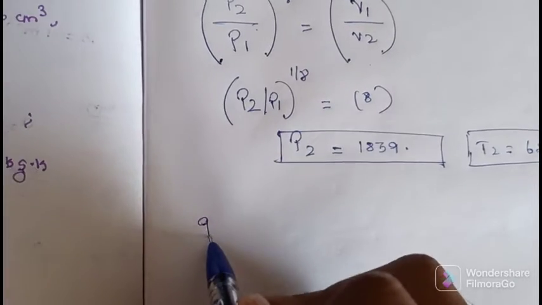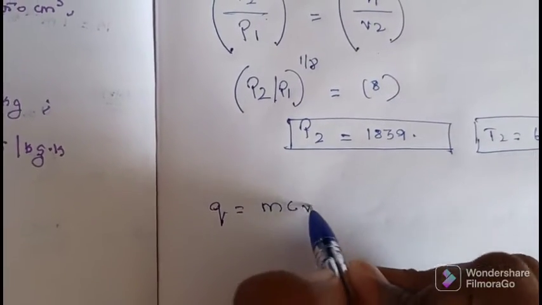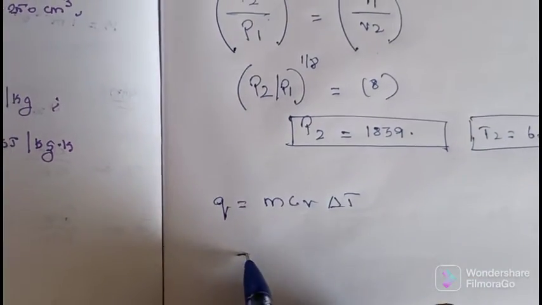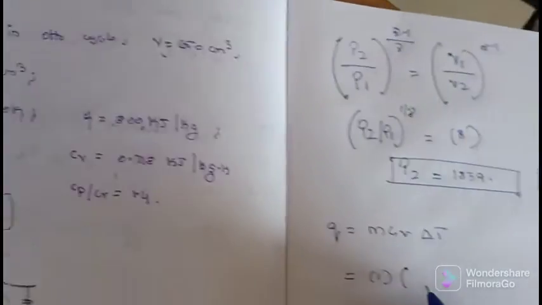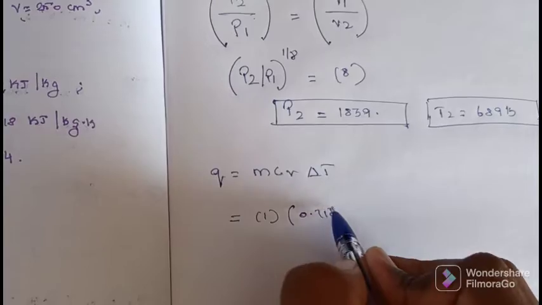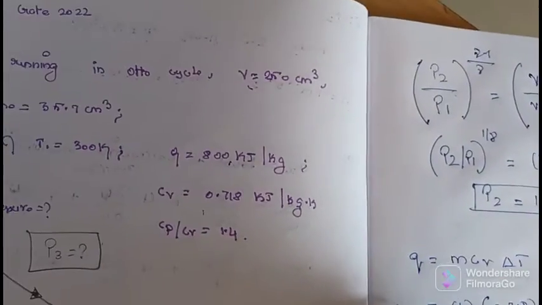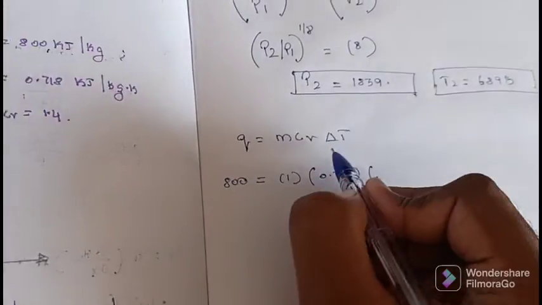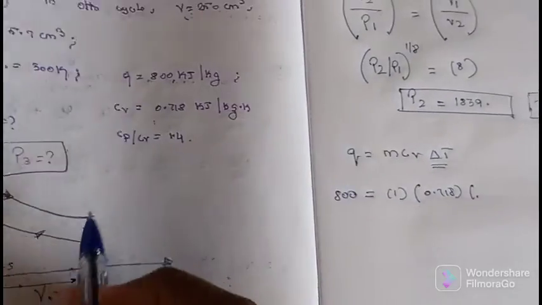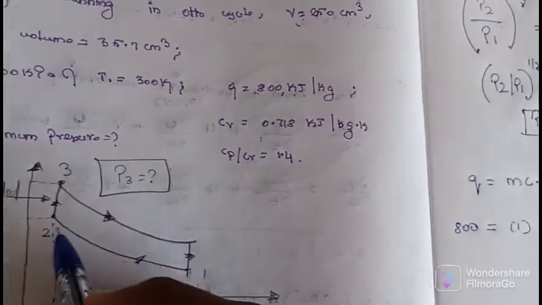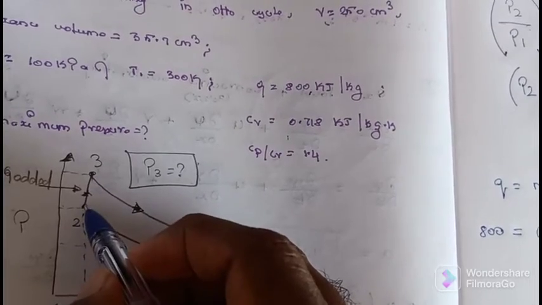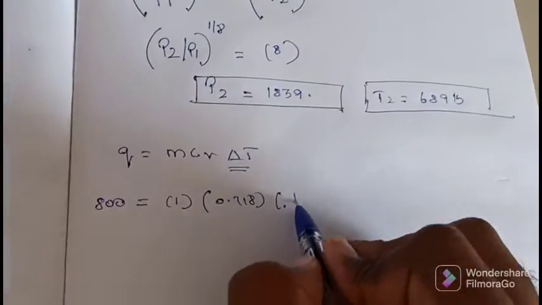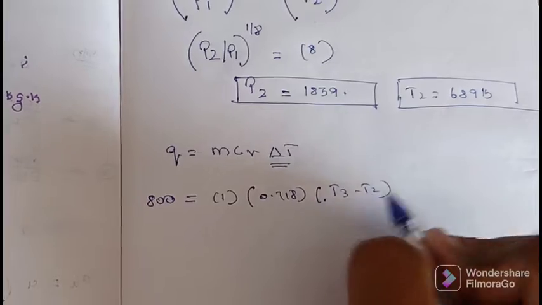For that, Q is equal to m Cv del T. Here the mass is not given, so we consider 1. Cv is given as 0.718. Del T, here the Q value is written as 800. Q is a heat addition. The heat is added in the process 2 to 3. So del T value will be T3 minus T2.